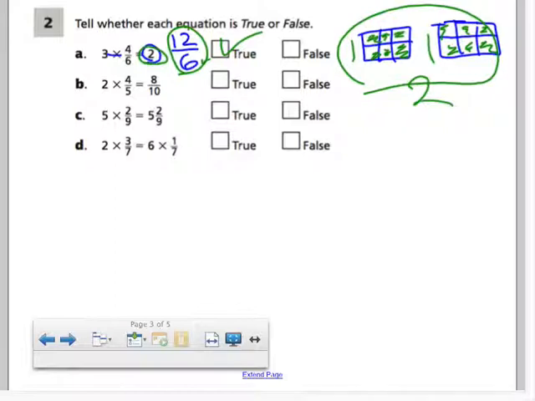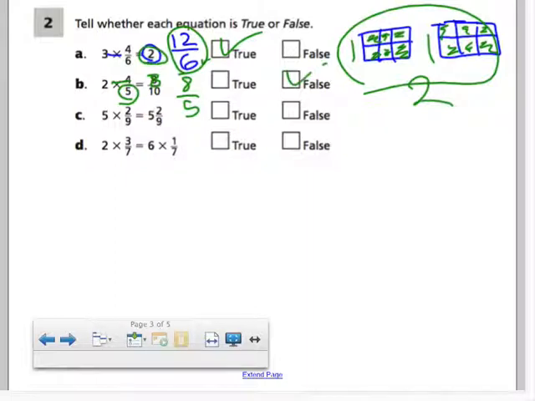B, 2 times 4 is 8, yes. And, oh, but look what they did. They did 2 times 5 equals 10. But you should know by now that they should have just done 2 times 4 is 8 and just kept the 5. Just keep the 5. Don't also multiply the denominator. Leave the 5 alone. So 8/10, they didn't leave the 5 alone. So that's false.